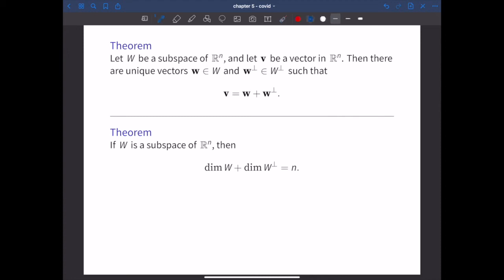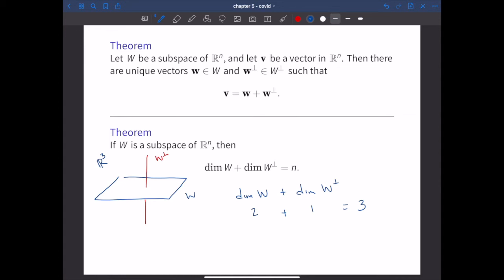So in one of the earlier examples we saw, where w was a plane, we saw that w perp was a line. And so in this case, the dimension of w was 2. The dimension of w perp was 1. And when we add these up, we get 3. And that's what we would expect to get because our vectors were in R3.